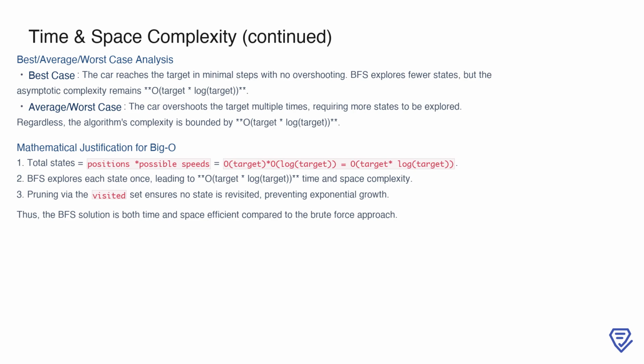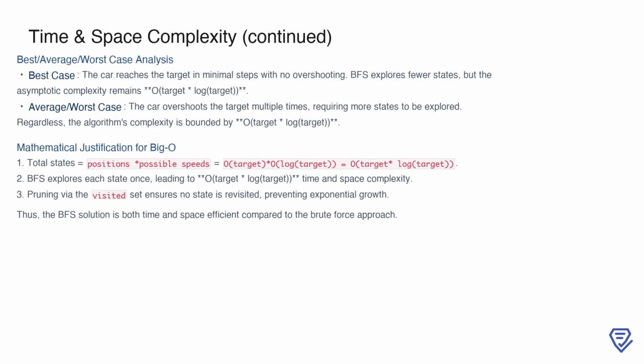In the best case, the car reaches the target in the minimal number of steps without overshooting. While fewer states are explored in this scenario, the asymptotic complexity remains O(target times log target). In average and worst-case scenarios, the car may overshoot the target multiple times, requiring a greater number of states to be explored. However, the BFS algorithm ensures that even in these cases, the exploration remains bounded and efficient, with the complexity still limited to O(target times log target).